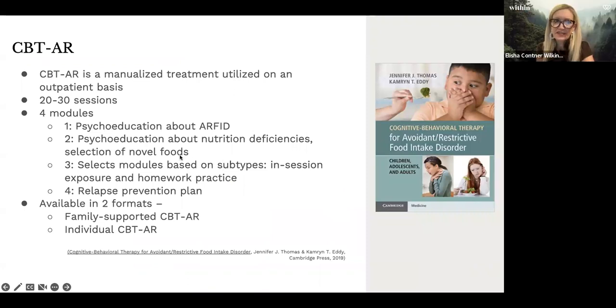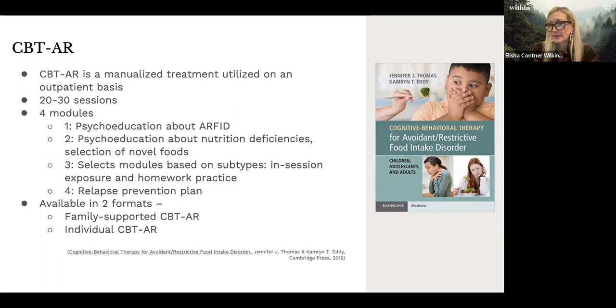The next few slides are going to focus on therapeutic interventions, and CBT-AR is a modality that was developed by Jennifer Thomas and Kamryn Eddy out of Harvard University. This is a manualized treatment utilized on an outpatient basis. It's about 20 to 30 sessions. It does have 4 modules. The first module focuses on psychoeducation. The second focuses on psychoeducation about some of the nutrition deficiencies that Cathryn discussed, as well as how to select novel foods. And there's also typically a focus on increasing volume for those that do need to weight restore, and focus on variety as well.